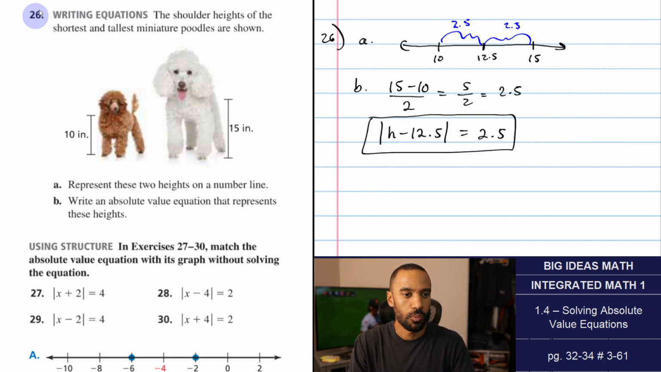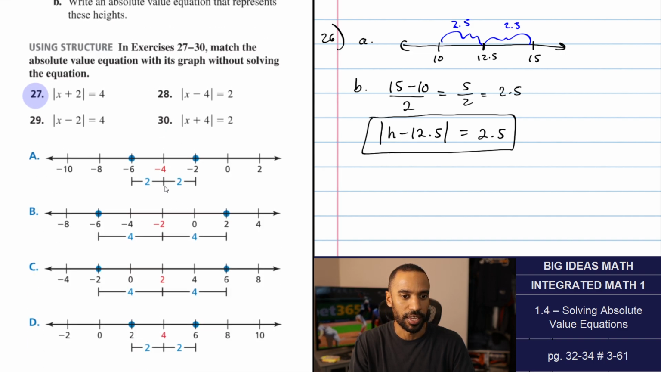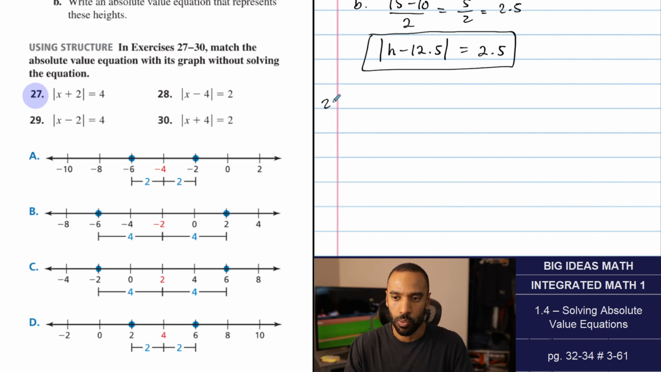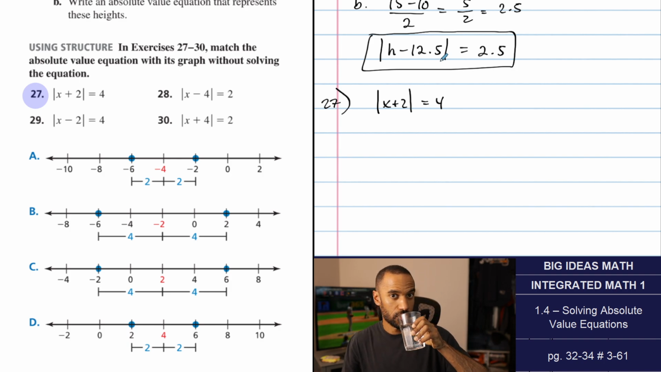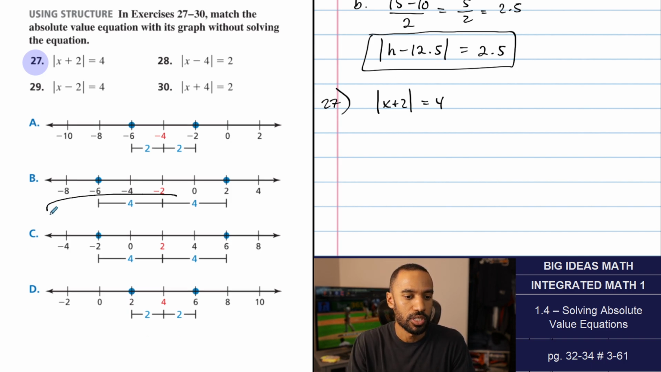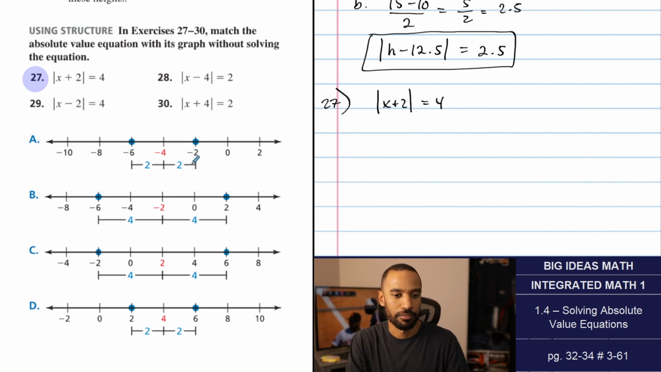Numbers 27 to 30, we are going to match the absolute value equation with its graph without solving the equation. These are ones where I'm not going to redraw the equations in full. I'm just going to give letters that assign each of them. So the absolute value of x plus 2 equals 4. First of all, 4 is the distance that you go in either direction from our middle number. The question is, what is our middle number? So 4 units in either direction from our middle number. Now, is our middle number 2 or negative 2?